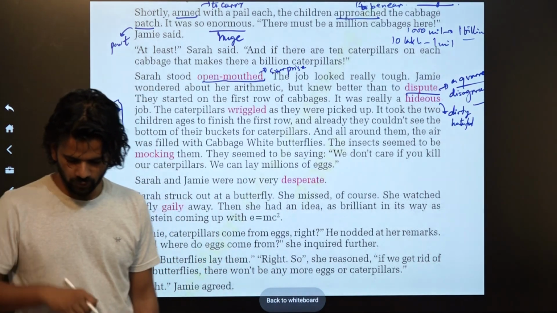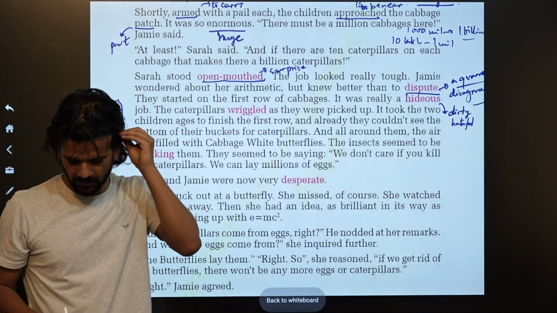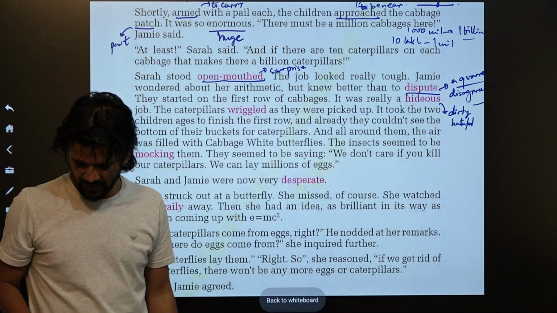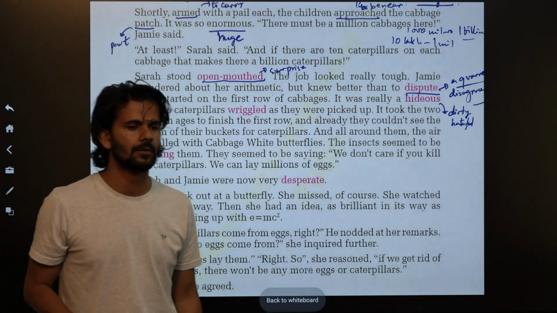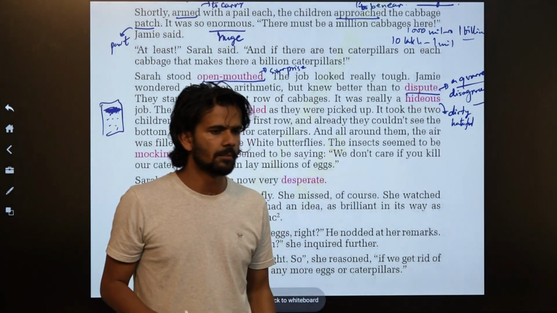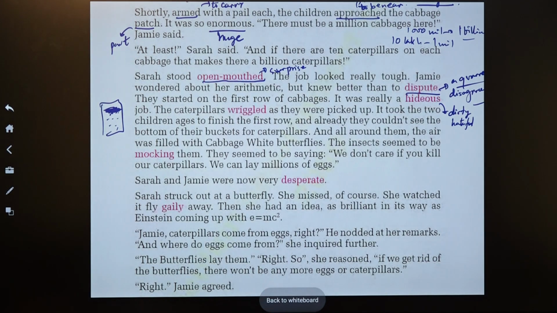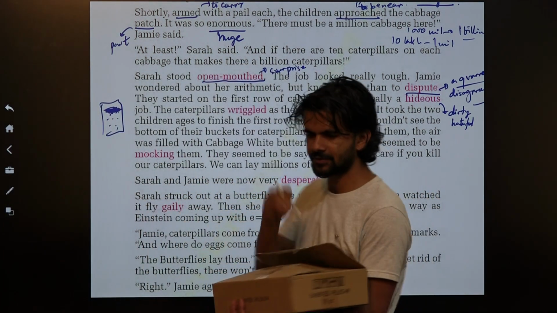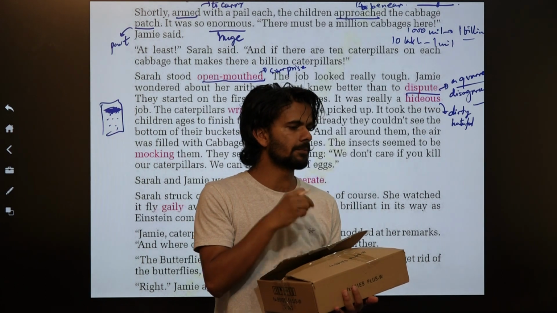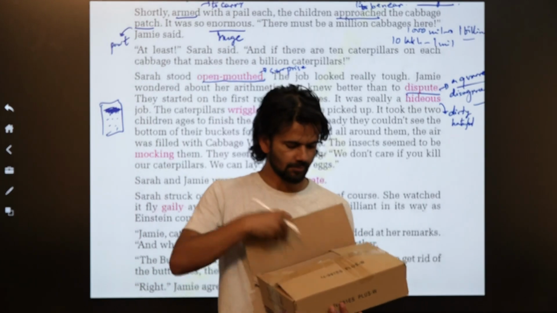So wriggle. The caterpillars were twisting and turning, and they picked them up. Couldn't see the bottom of the bucket. Already they couldn't see the bottom of the bucket for caterpillars. Oh my God. What does that tell us? The bottom of the bucket. So let's say you have a bucket like this. They have already picked a lot of caterpillars here. They have completed just the first row, right? And the bottom is already covered with the caterpillars.